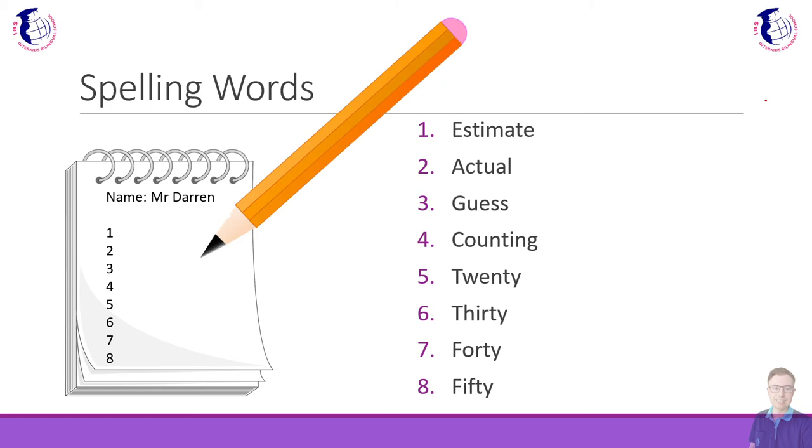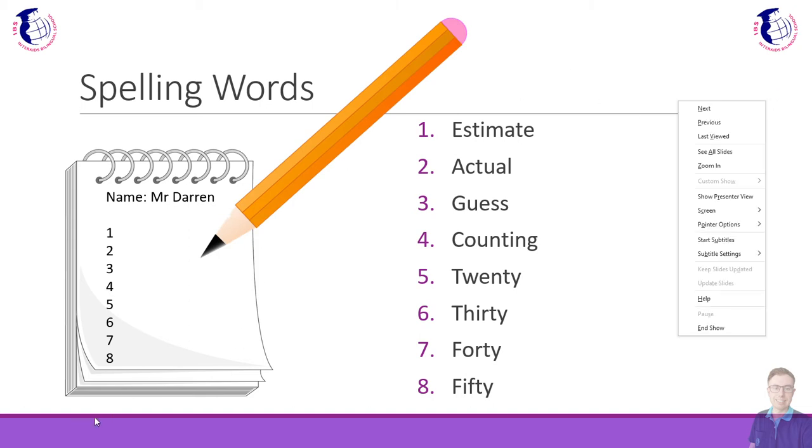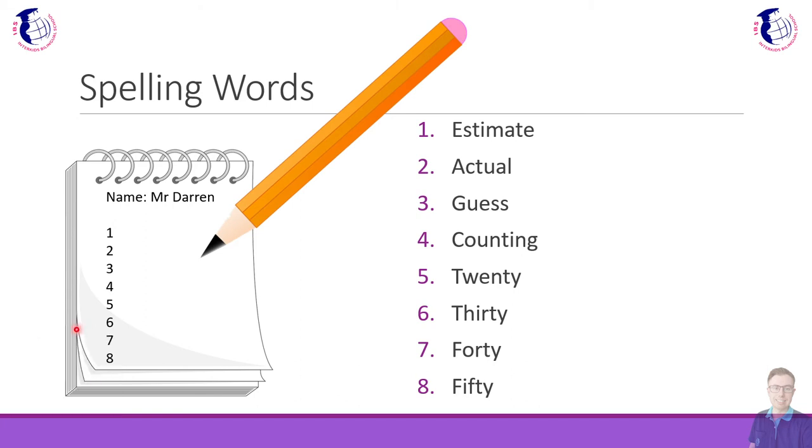Okay, so spelling tests. We'll still be doing spelling tests this year. 8 words in each test. We don't want too many words, because I'd like you to remember each word, and if I give you too many, then it can be a little bit difficult to remember them all. So our words for spelling test number 1 are estimate, actual, guess, counting, 20, 30, 40, and 50.